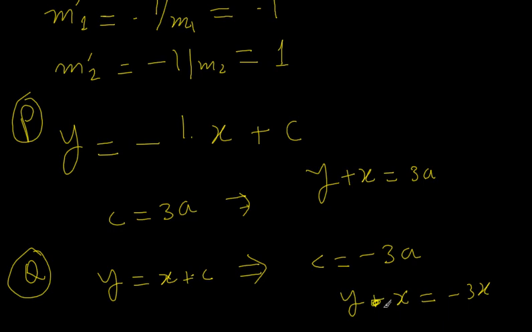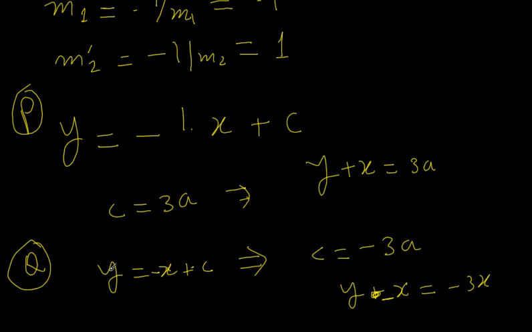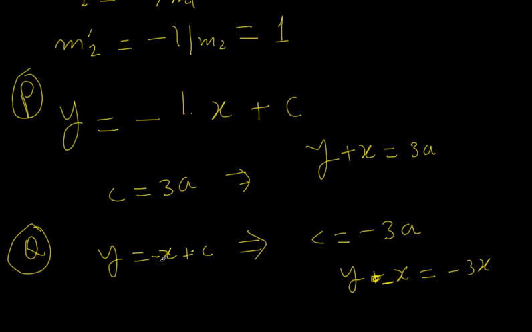Because this one is minus, there's something wrong. Okay, let's do it again. y is equal to minus x plus c. In the first case we had y equal to minus x, in the second case we will have plus x. Then c is equal to minus 3a. Yes, that is correct.